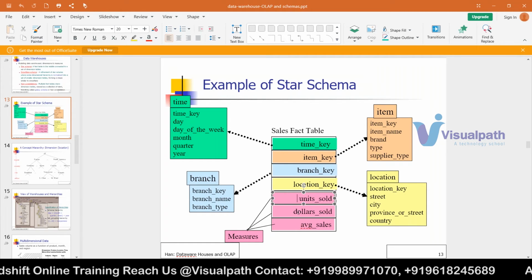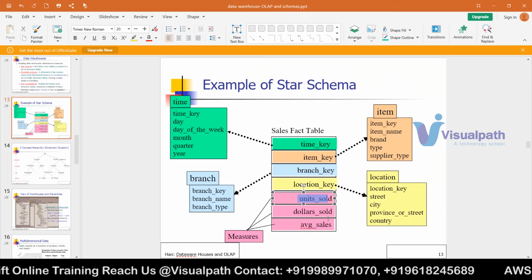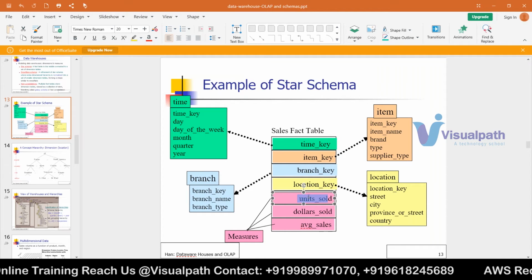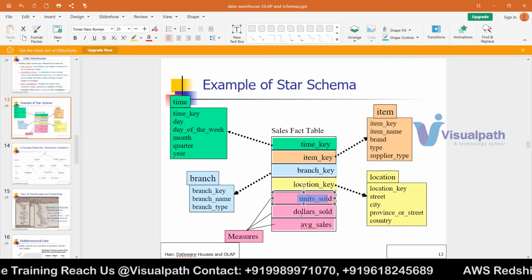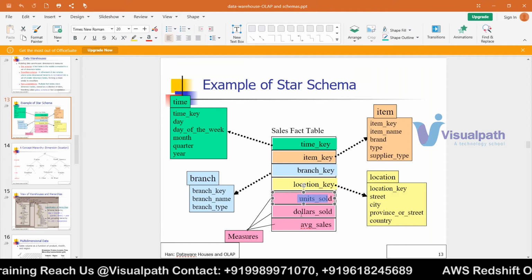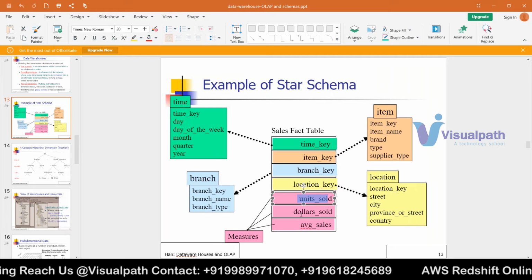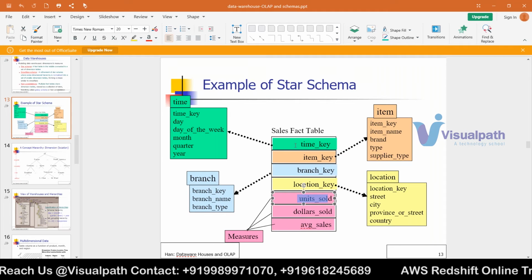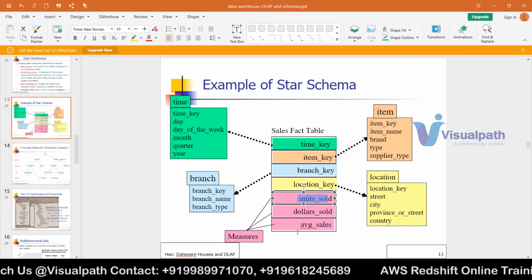Measures are only called facts. Units sold, dollars sold, average, these are only called facts. The fact table does not have these facts, so that's why it is called factless fact. But generally, a fact table will have a key section and a measures section.